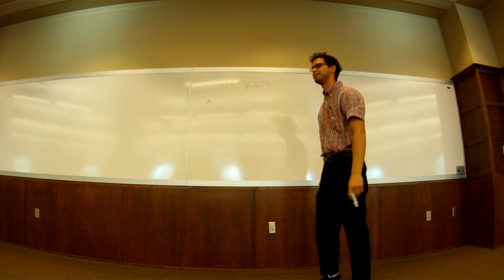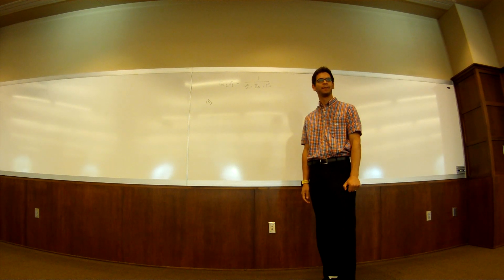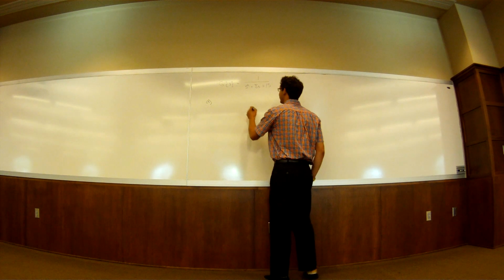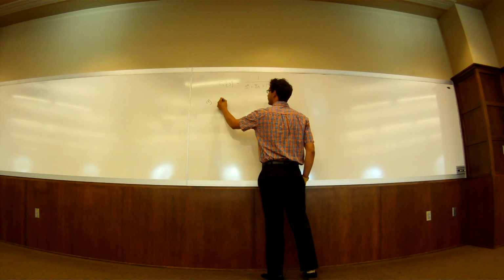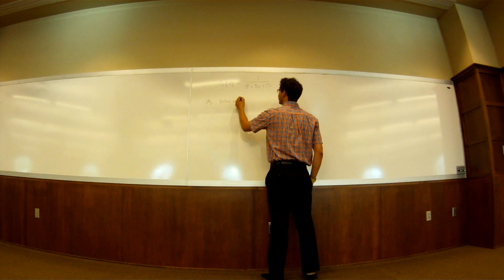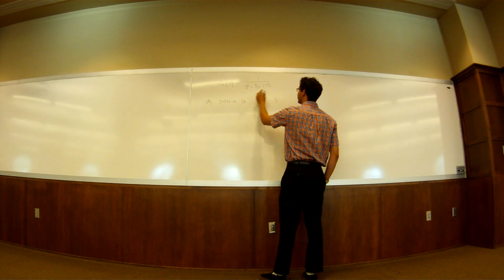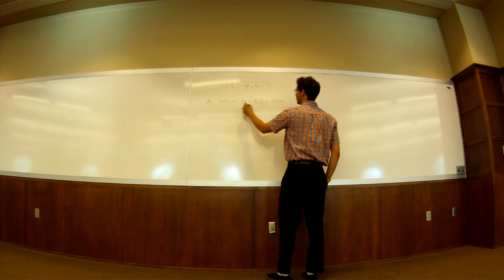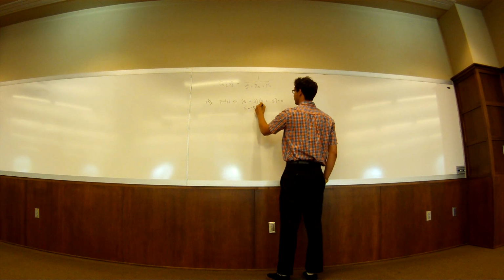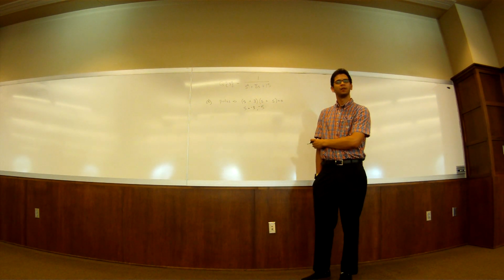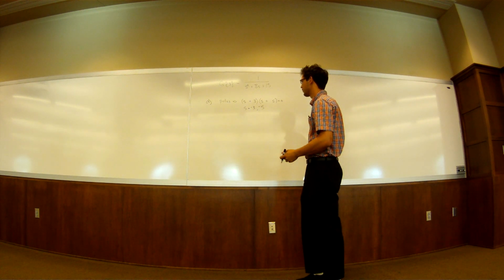Alright, what do we got? Part A. Pole-zero map. Okay, so what are my poles? -3, -5. How do you know that? I factored it. And I think I gave everybody nice numbers, right? So everybody should be able to factor just fine.